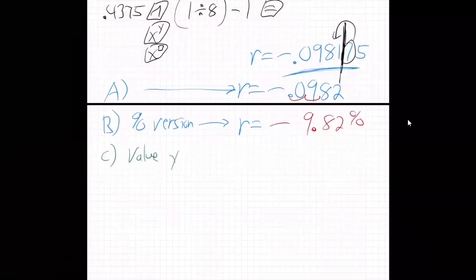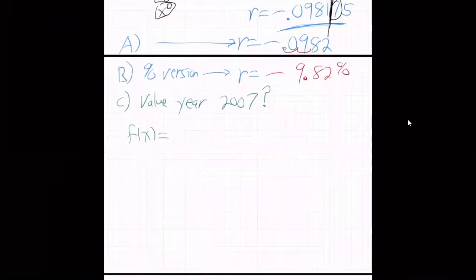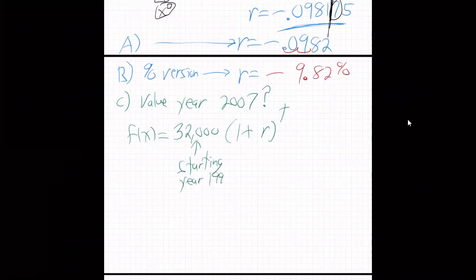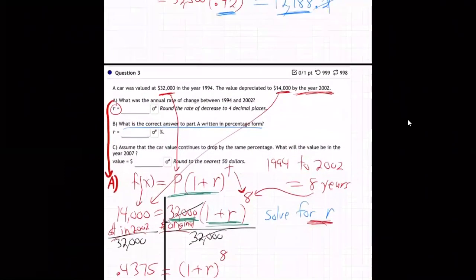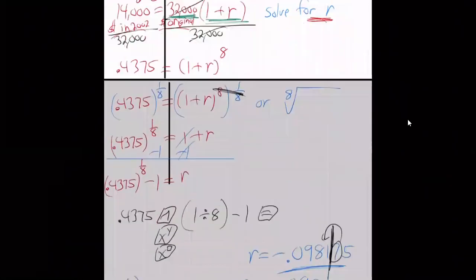Value in the year 2007. Well, what was the formula? It was f of x equals, let's go back up here. Right here. P, or 32,000, 1 plus r to the t. So it was 32,000, 1 plus r, to the t power. 32,000 was the starting amount. Starting in the year, I think it was 1994, wasn't it? Yeah. And then now they're asking us in part C to go all the way to the year 2007.